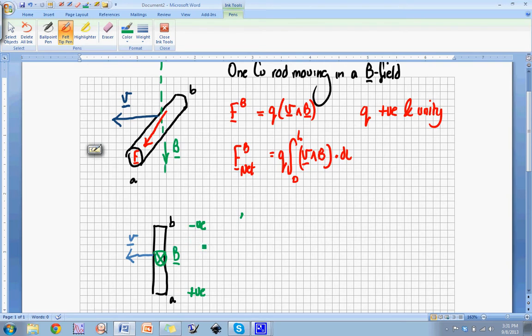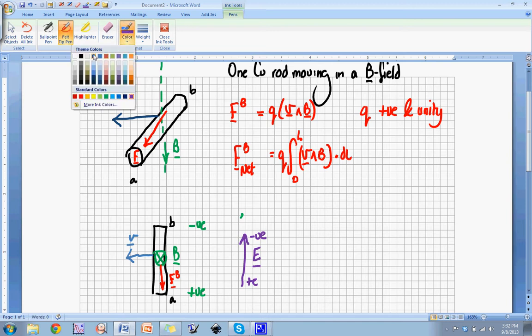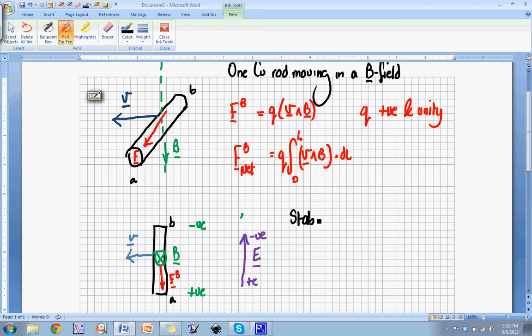That charge separation would mean that this is the direction of our magnetic field force, and we'd expect to see an electric field form that points positive to negative, and that would oppose it such that we'd be stabilized when FB net is equal and opposite to the electric field induced.